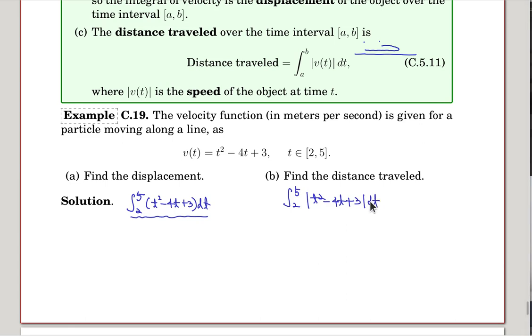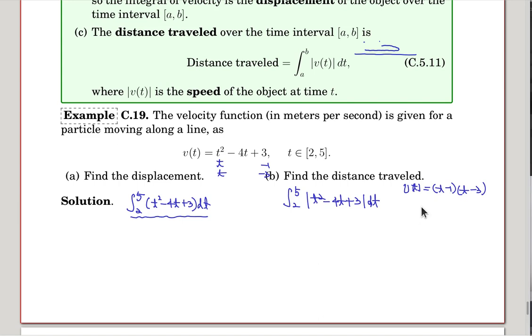Okay, so we have to know where this function is positive and where it is negative. Now, V of t, if you factor it, it becomes t squared minus 4t plus 3, which is (t minus 1)(t minus 3). So at 1 and at 3, the velocity is 0.